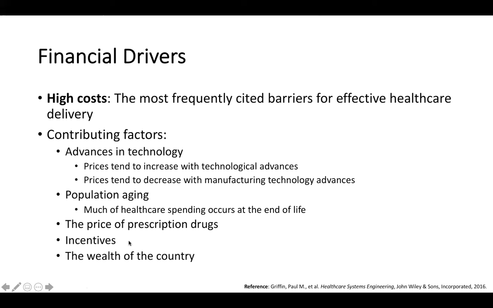And the wealth of the country as well. Obviously, some countries are wealthier and they can have access to better technology and better manufacturing processes, and that may lead to higher costs in the healthcare. And some countries, unfortunately, do not have that possibility and those resources. But these are all the factors that contribute to the high costs that we incur for the healthcare system, which is one of the barriers, as I said, in terms of having access to the healthcare system.